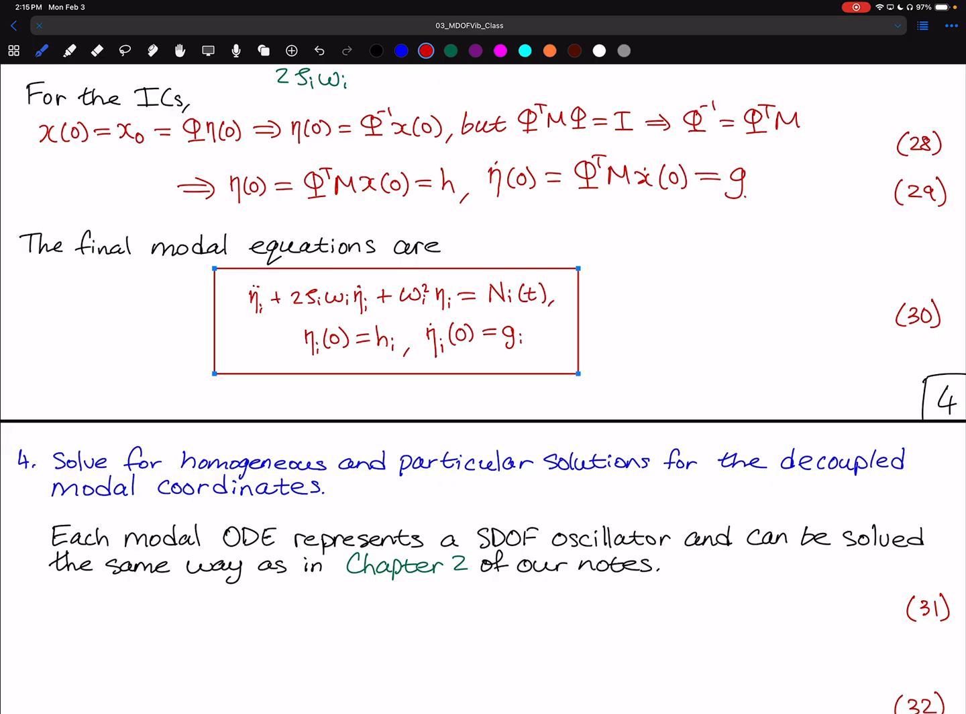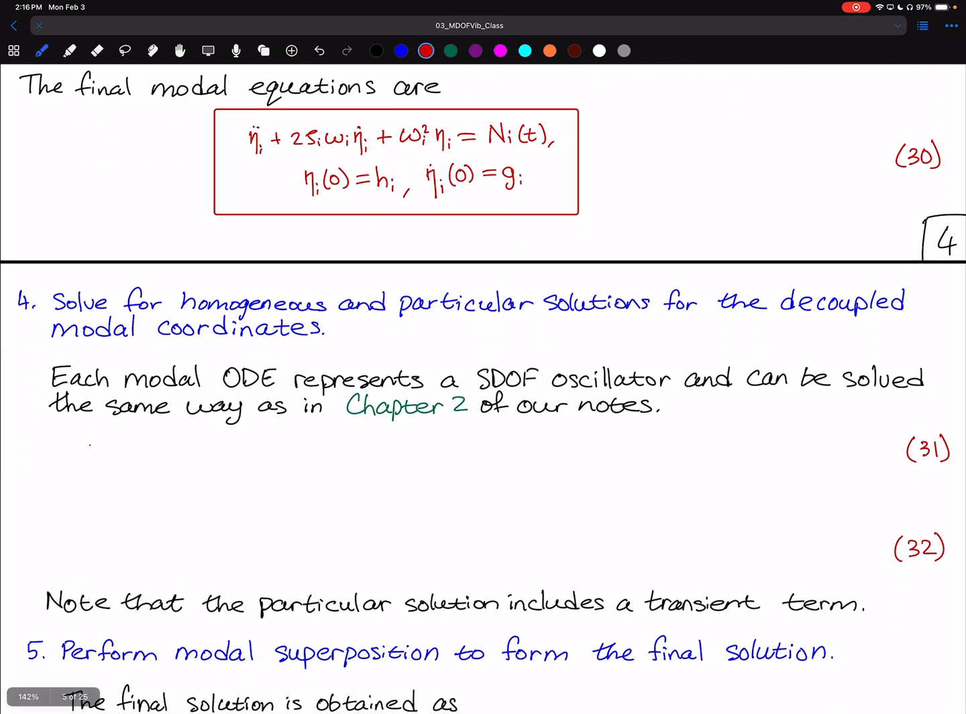Okay, so then, now that we have the final modal equations, we can go and solve each of them. We'll find both a homogeneous and a particular solution for each modal equation. And you just solve it the same way that we did in chapter 2. You just got to do it n times now.